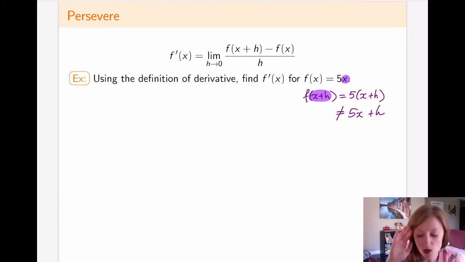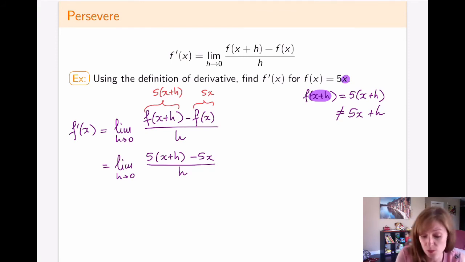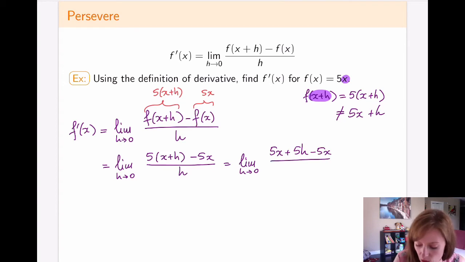Now that we've computed this, we can simply plug everything into our definition of the derivative. Instead of f of x plus h, I should have 5 times x plus h, and instead of my function, I should have 5x. Putting this all together, I have the limit as h goes to 0 of 5 times x plus h minus 5x, all over h. First rule of limits, I'm going to try to plug it in. Here h is 0, but it's still in the bottom, so I can't just plug it in. I'm going to do some simplifying, and the easiest thing I can do is open up the brackets on the top. So I'm going to have 5x plus 5h minus 5x, all over h.